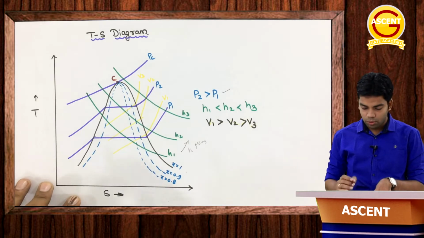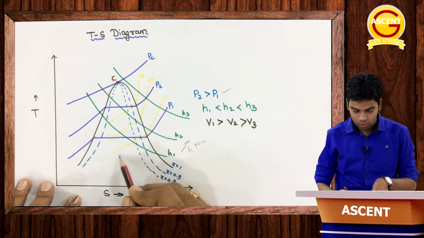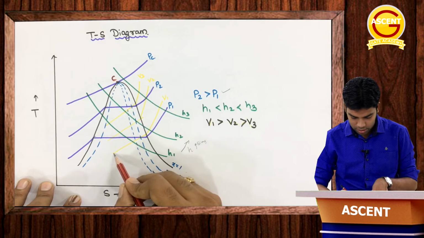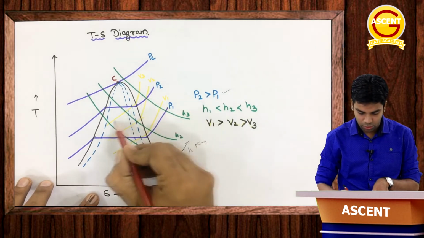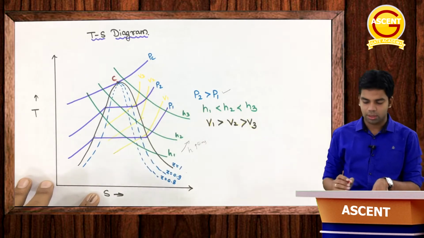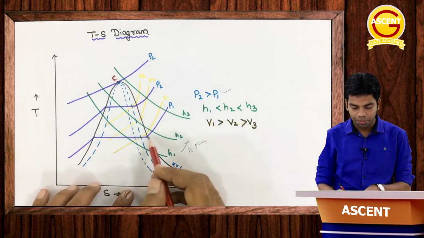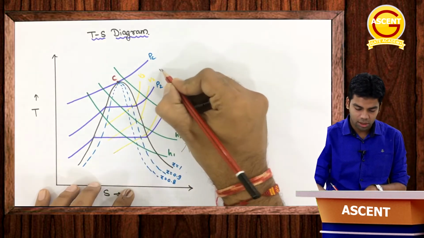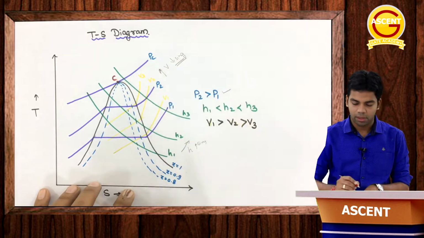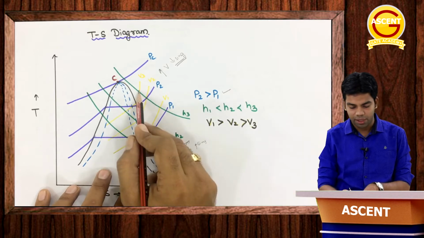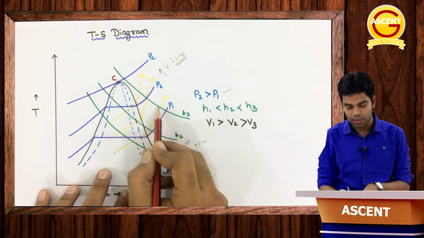Okay, third thing, constant volume lines, you can see in yellow. I don't know if you can see or not because this is quite light. This is V1, this is V2, and this is V3. In yellow you can see constant volume lines, but the volume in this direction is decreasing. Getting this? Volume is decreasing. That means V3 is less than V2 is less than V1.